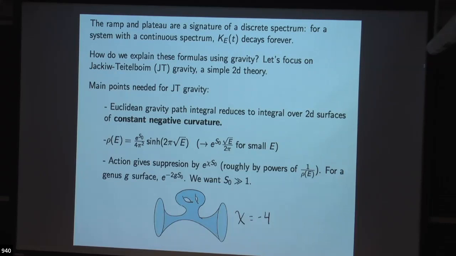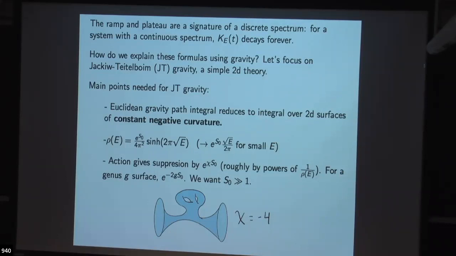So that makes this quantity an interesting thing to study in gravity, because if we can compute this late time ramp and plateau structure and see that it doesn't decay, then it should be teaching us somehow how the theory has a discrete set of energy levels. So we can ask, how do we explain this in a particularly simple model of gravity?